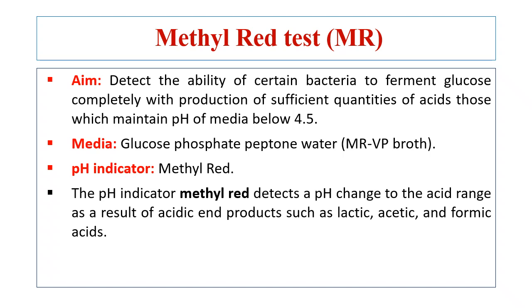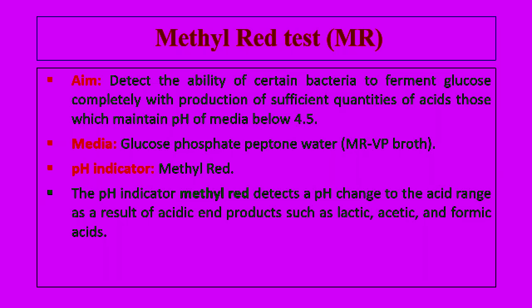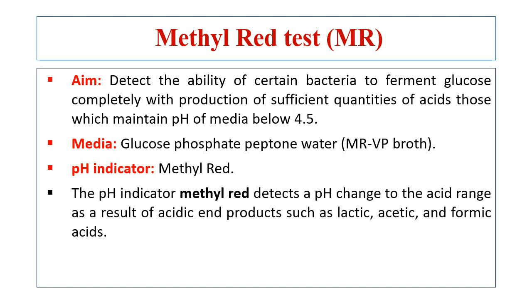When this indicator is added to the media, the red color indicates that sufficient acidity has been produced by the bacteria and the test is positive, as we can see in E. coli. If the media remains yellow, that means the organism has not produced enough acidity and the test is negative, as in Klebsiella.